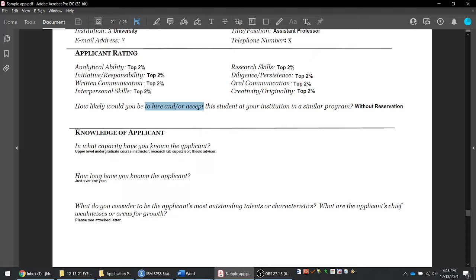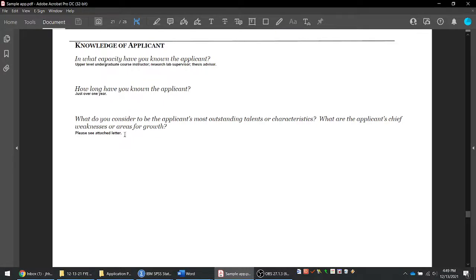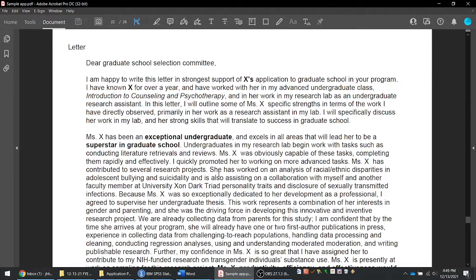And you should see my other resources on my website, by the way, for what I recommend in terms of who to ask to write letters, how to make sure you get strong letters of recommendation, how to avoid lukewarm letters, and who are credible references. Ideally, it's at least a semester, longer is better. And then usually people will say, please use an attached letter instead of summarizing strengths and weaknesses here. Usually they'll just say, see my attached letter, which they wrote up.